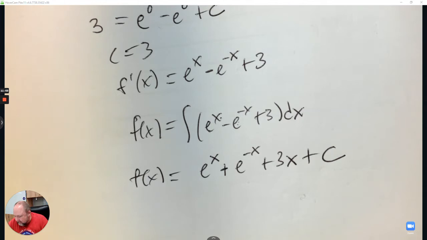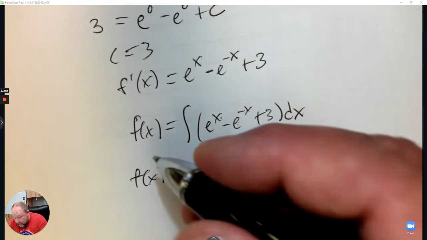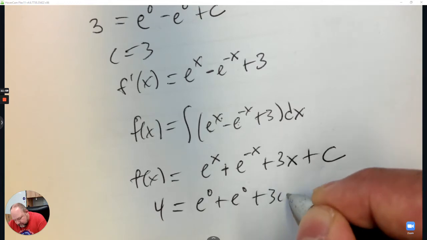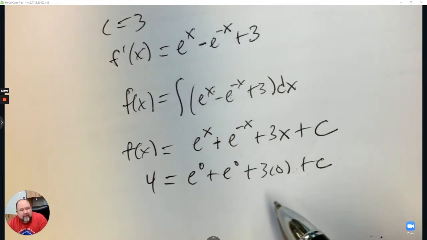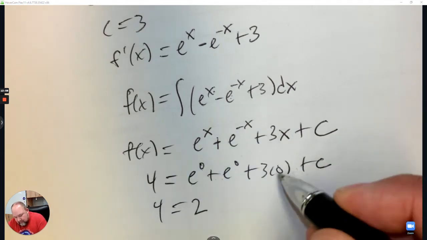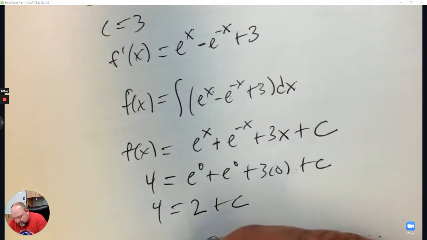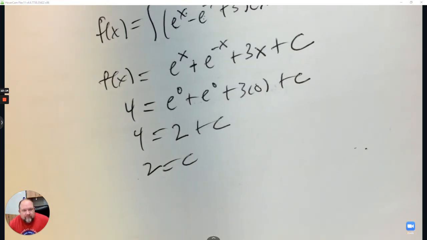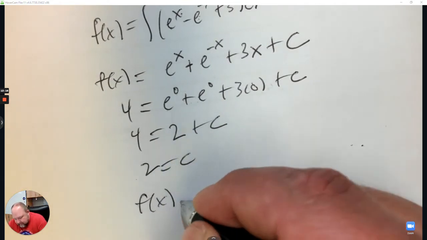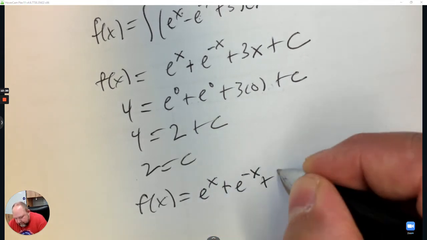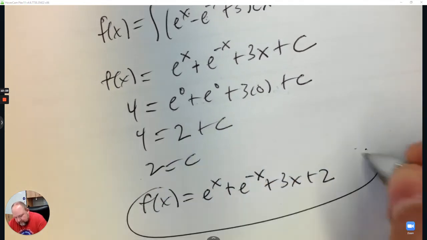Then we plug in the last point, which was 0 and 4. So make it equal to 4 and plug in 0. Be careful here. Because we're adding e to the 0 plus e to the 0, that's 2. 3 times 0 is 0. So if I solve this, c is equal to 2. So if I put it all together, it is e to the x plus e to the negative x plus 3x plus 2.